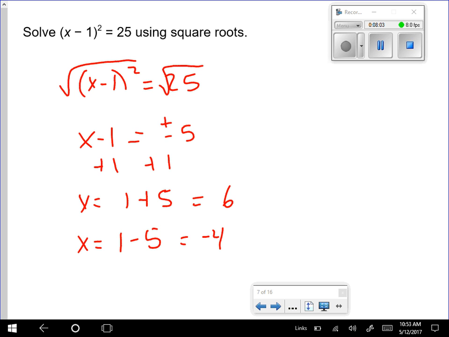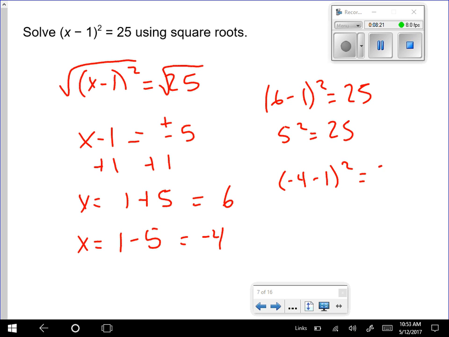So you can go back and check to see if this would actually work if you don't believe me. Okay, so we're going to plug it into the original problem. 6 minus 1 squared is going to give me 25. So that would be 5 squared equals 25, which is true. And negative 4 minus 1 squared should give me 25. So negative 5 squared does in fact give me 25. So for C here, we had to make sure that we had both options because there's going to be two options when we're working with the quadratic.